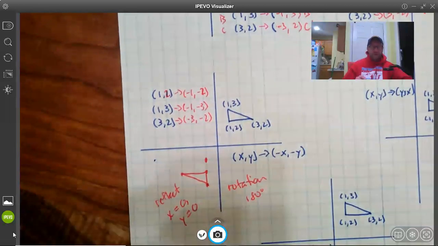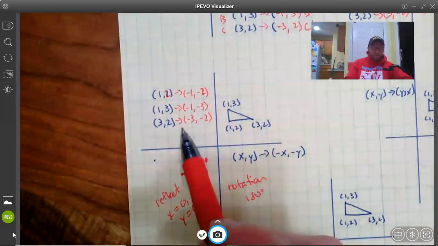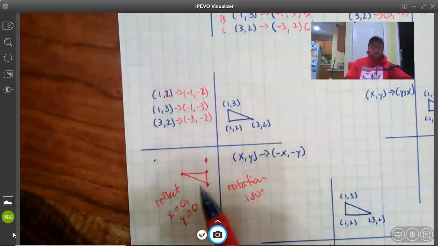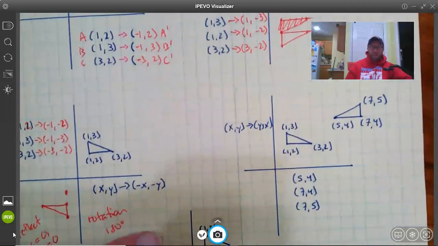But I want to also point out, notice how changing the x coordinate, that's what flipped it across the y-axis. Changing the y coordinate is what flips it across the x-axis. And so you can see how that rule is kind of a combination of the two ones that we looked at previously. And that can happen a lot. A lot of our rules can be sort of combinations of other rules, and kind of keep an eye out for that.